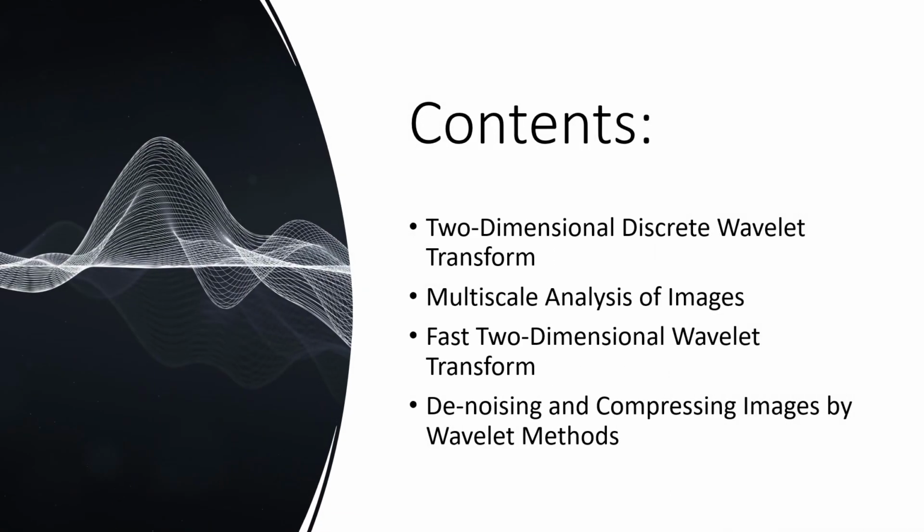The main topics which we are going to discuss today are the two-dimensional discrete wavelet transform, multiscale analysis of images, and fast two-dimensional wavelet transforms. Along with this, we are going to discuss inverse discrete wavelet transforms, and at last we are going to discuss denoising and compression of images using wavelet techniques.